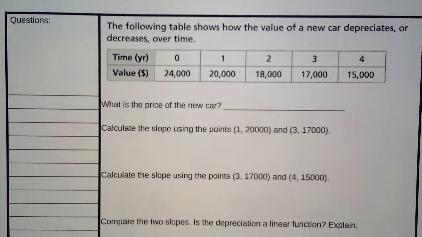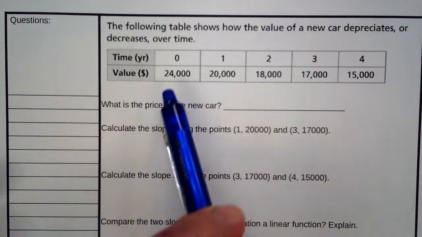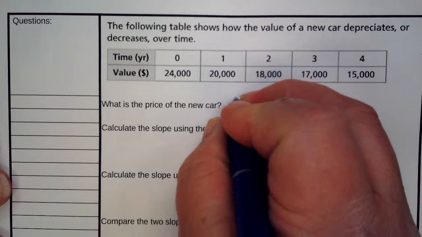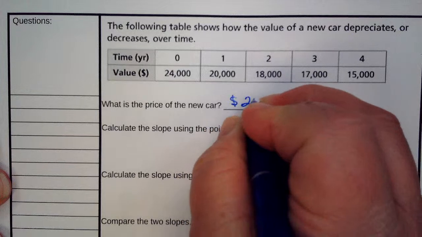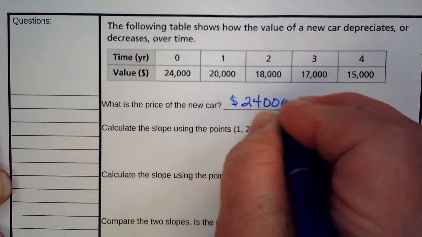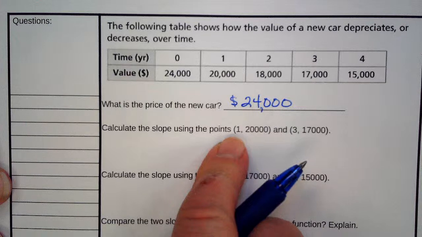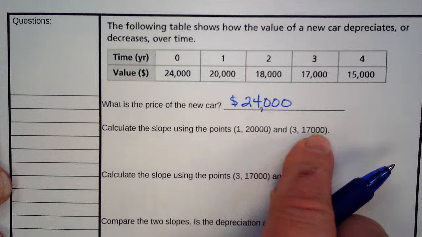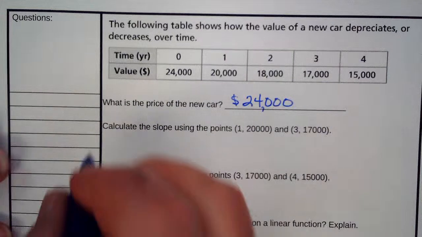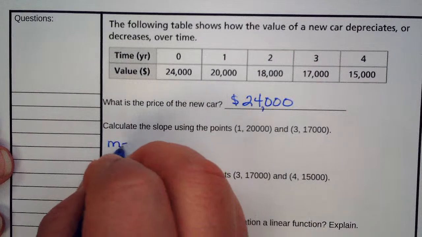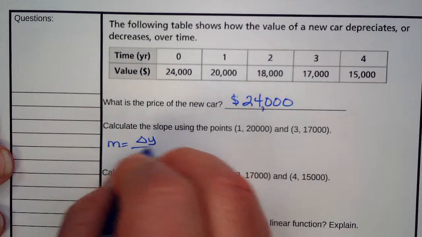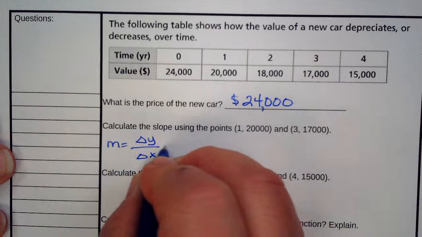First question is, what is the price of that new car? It would be $24,000. What is this? Calculate the slope using the point 1, 20,000 and 3, 17,000. So, if we remember, this is the change in y over the change in x.